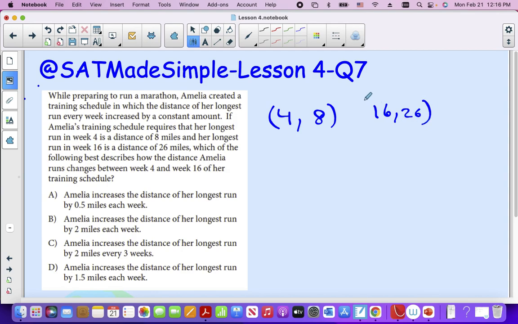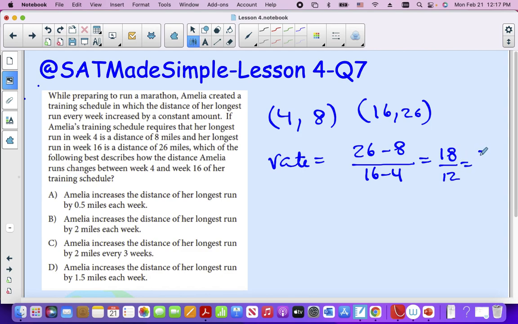So from these two ordered pairs, I can find her rate, which is the gradient, really the slope: y2 minus y1, 26 minus 8, over x2 minus x1, which is 16 minus 4. That will give me 18 over 12, which is 1.5. So her rate of increase is really equal to 1.5 miles.